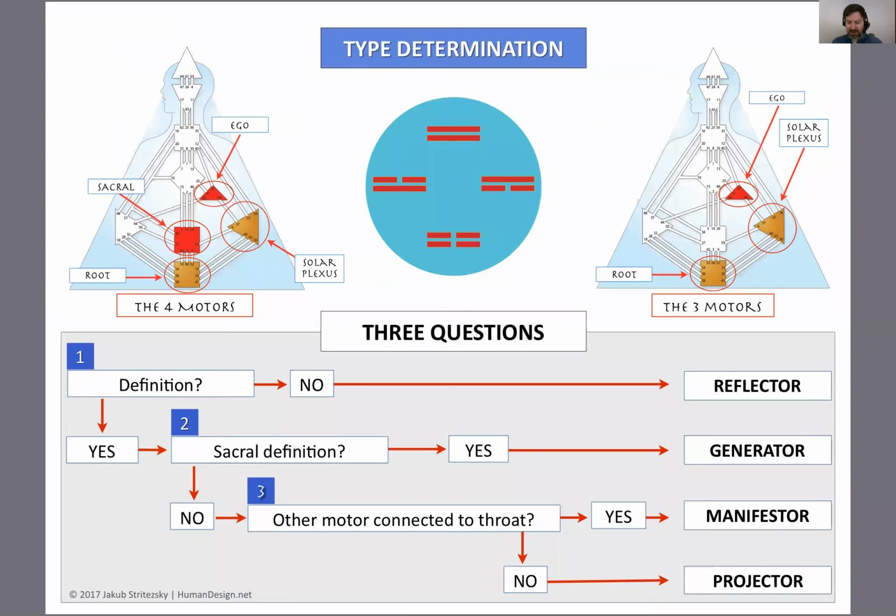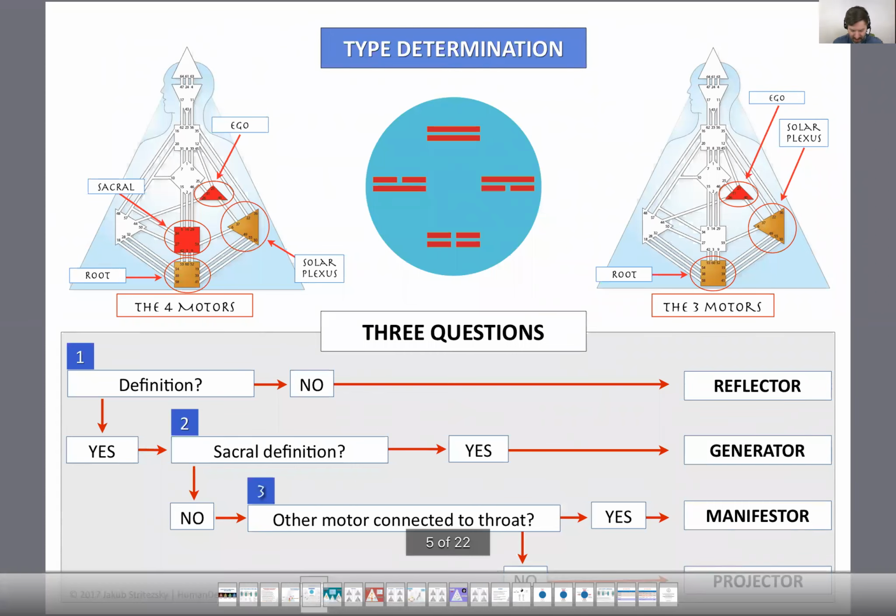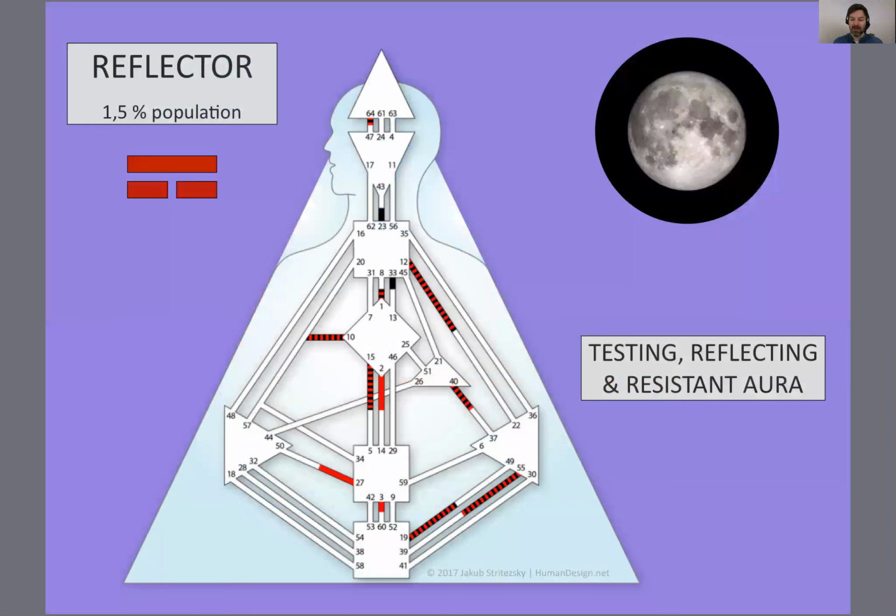So you can actually determine what type you're looking at through asking three very simple questions. First of all, the question is: is there a definition? Definition is anything that's defined in terms of colored in centers and the channels that connect them. So basically the question says, are there any centers that are colored in? And if no, then you're looking at the chart of a reflector.